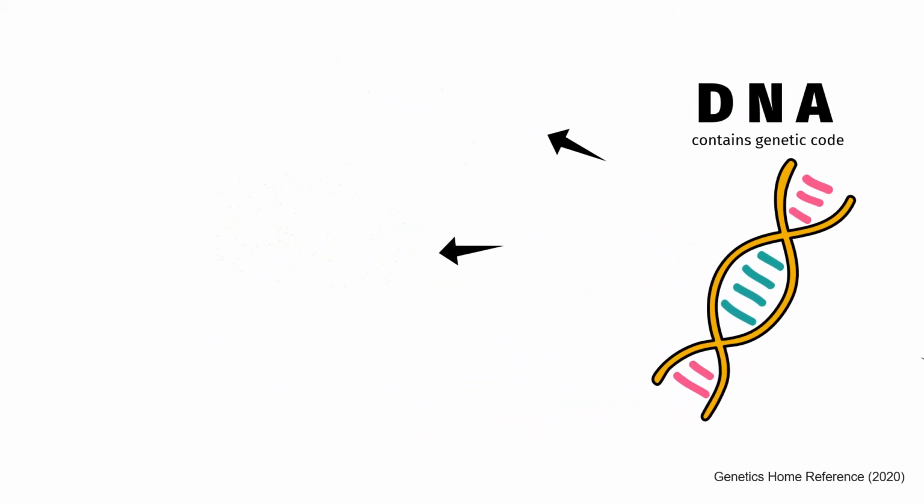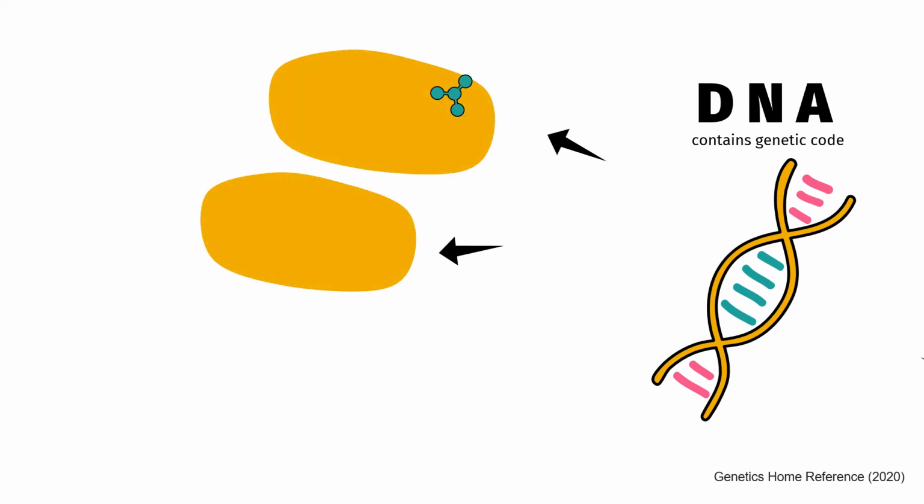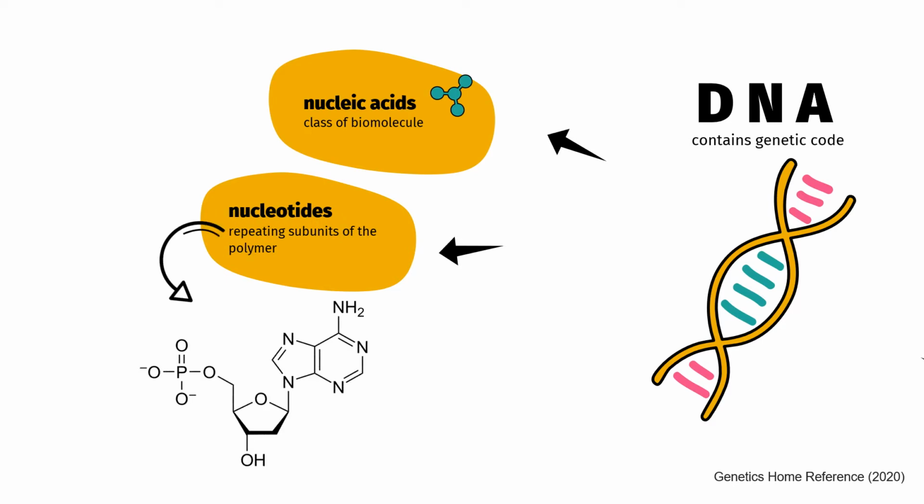DNA is under the important class of biomolecules called nucleic acids. Structurally, DNA is a polymer made of smaller repeating units called nucleotides. Each nucleotide is made up of a 5-carbon sugar, a phosphate group, and a nitrogenous base.